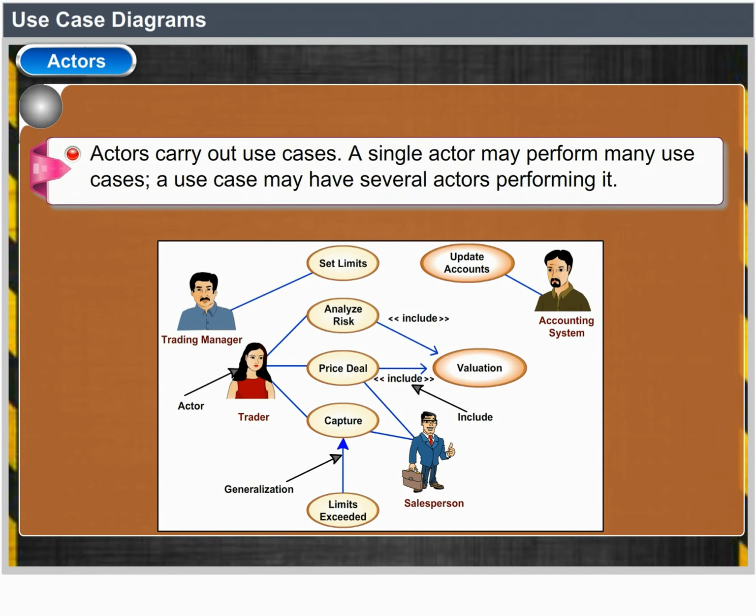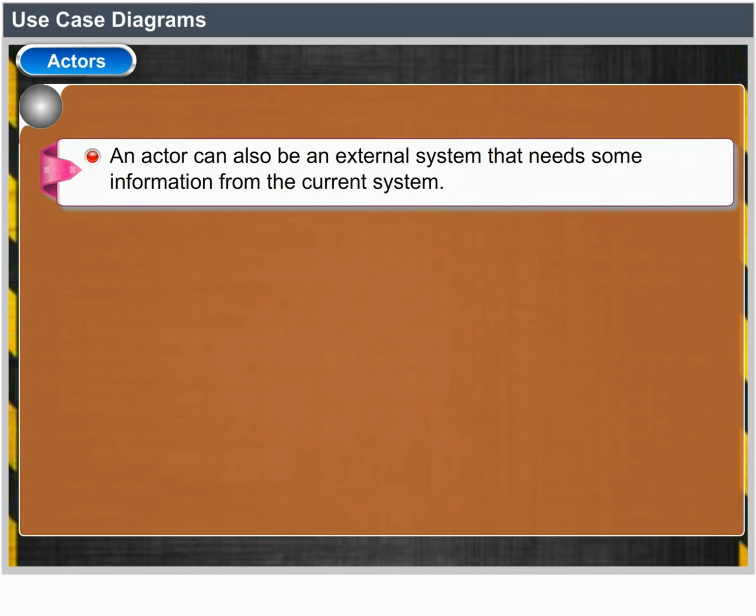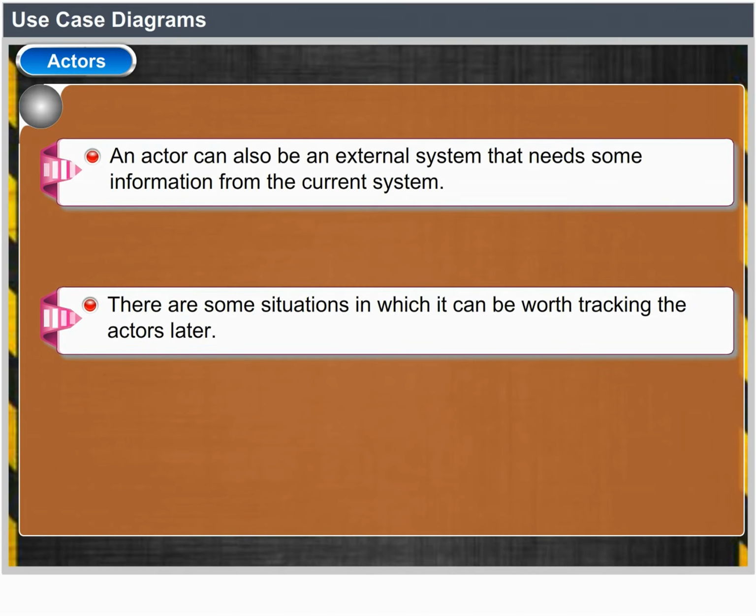Actors carry out use cases. A single actor may perform many use cases. A use case may have several actors performing it. An actor can also be an external system that needs some information from the current system. There are some situations in which it can be worth tracking the actors later.